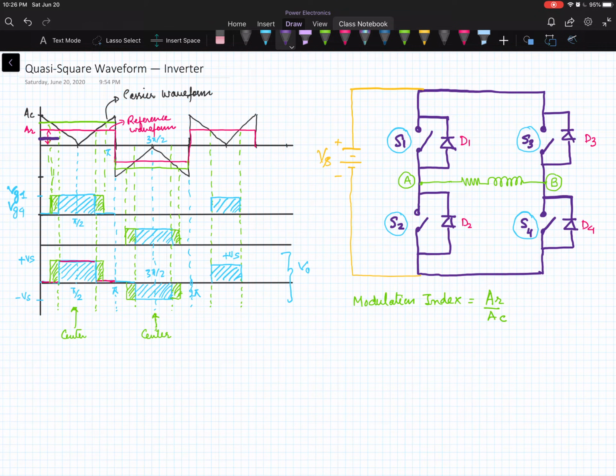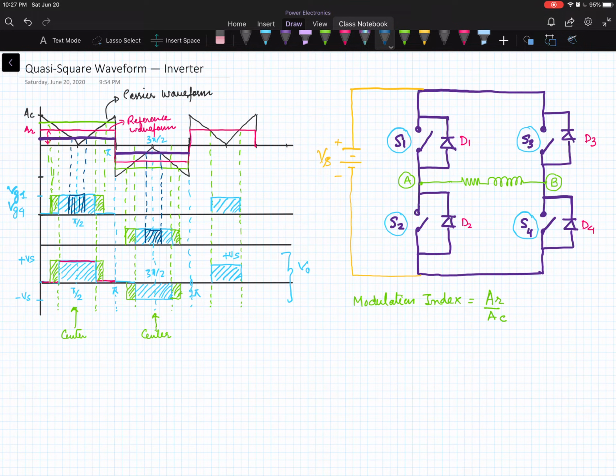Let's consider another case. Let's suppose I am going to decrease the reference voltage waveform to this level, so our pulse width will be reduced. So this will be the new pulse that will be generated by the comparison of the reference waveform with the carrier waveform. The carrier waveform is the triangular waveform. So our pulse is centered at pi by 2 and 3 pi by 2 and its width is changing. So we call it the pulse width modulation.